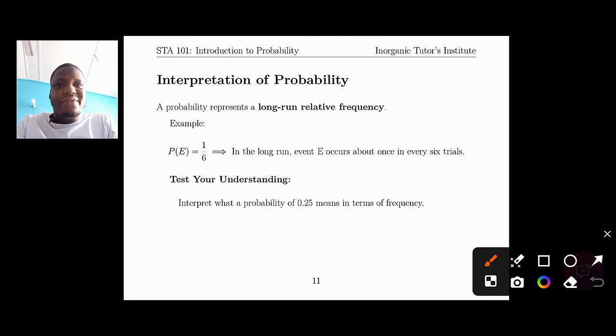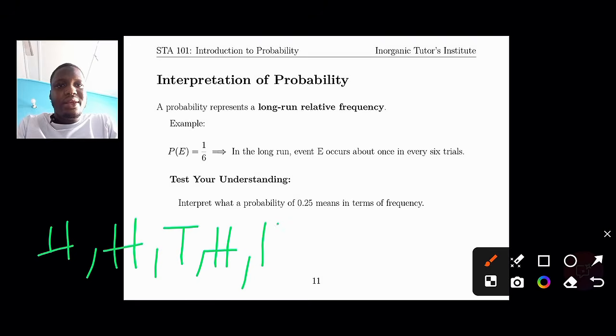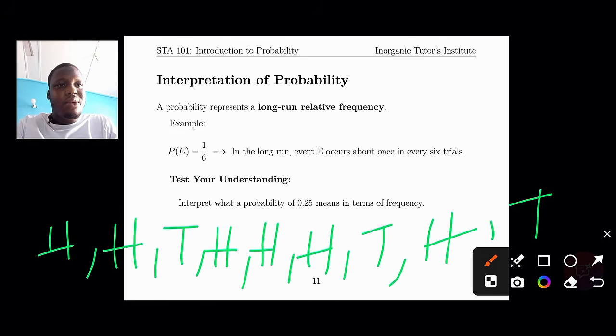So we have the first one, when we toss, we had a head, a tail, head, tail, head, tail. How many are there? 1 2 3 4 5 6 7 8 9. Let me add another head.